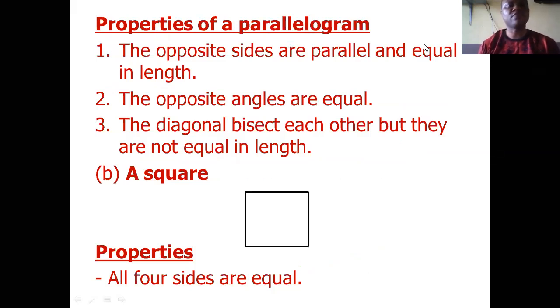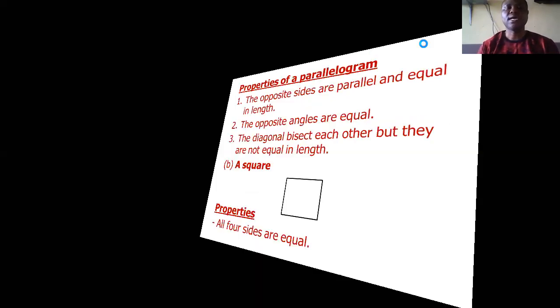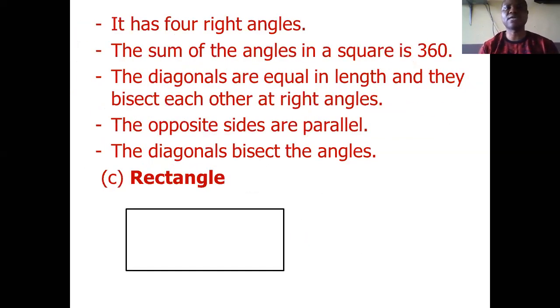Now we look at the square. Of course, every one of you knows what a square is, even from primary school. All four sides are equal, and a square has four right angles. The sum of the angles in a square is 360 degrees. Now, let me ask you a question. What is the sum of the angles in a parallelogram?